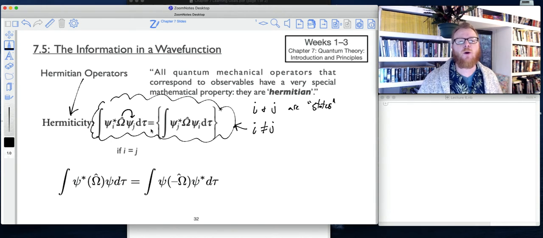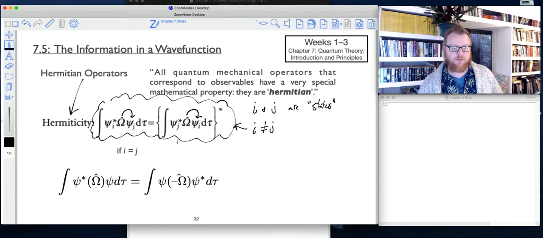This operator will be Hermitian if I can switch the order of that operation. And I just realized I drew over this little conjugate, okay? So this is Hermitian if now I switch the order of these wave functions. So now the operator will operate on psi i, then we take the square modulus, okay? And it will be Hermitian if I then take the complex conjugate of that entire result. And if those things are equal, it is Hermitian, okay?